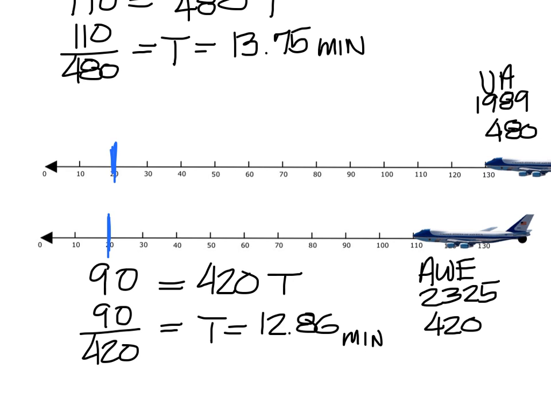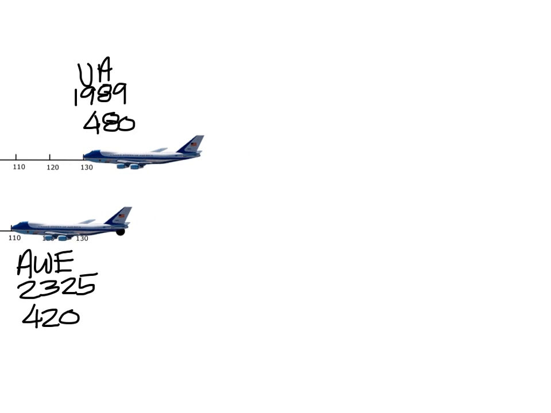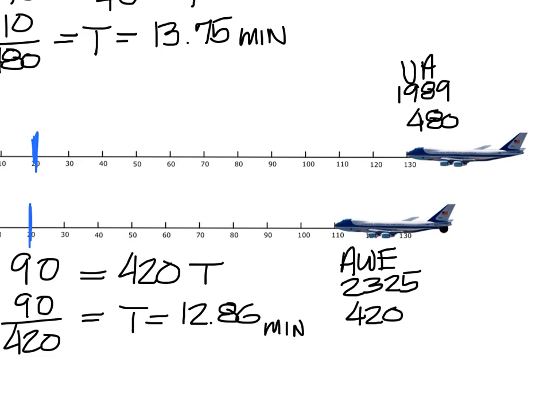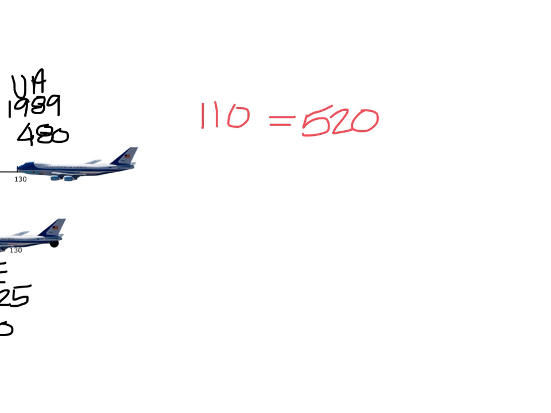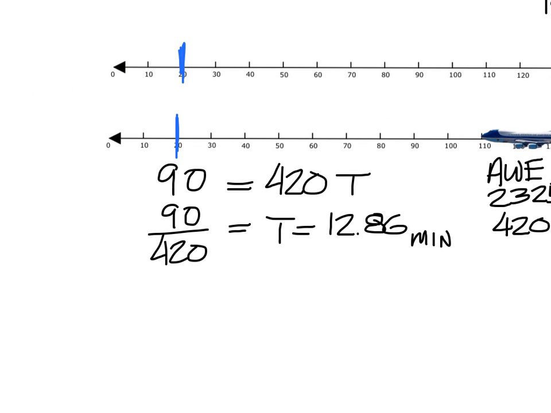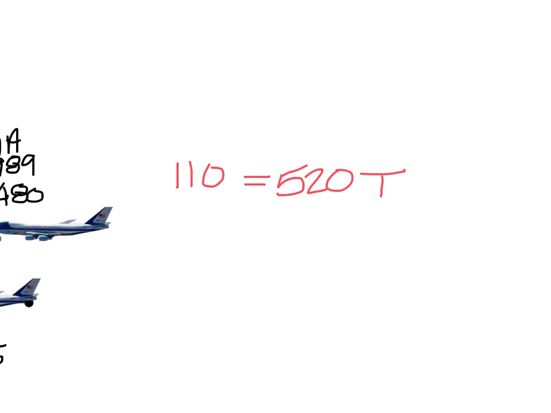We could plug it into the formula. So we'll come over here to this side, and 520 miles per hour. Okay, well, what else do I have to put in here? What distance is it traveling? 110 miles. The top one is traveling 110 miles, so we'll go 110. And the time is what we're looking for, because if that time ends up being less than 12.86, that means that plane would have made it there first. So we will do 110 divided by 520.